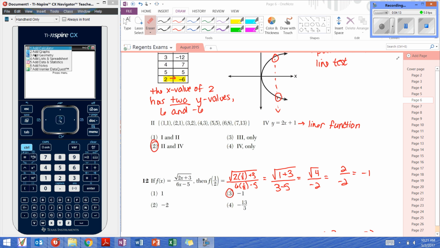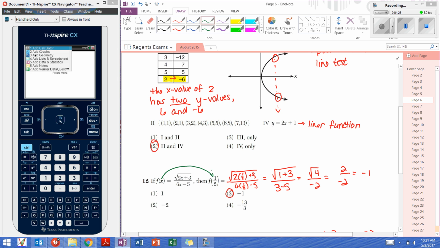Heading down to 12, they just wanted you to evaluate a function when you input 1/2 any time you see an x. Remember, anytime you see something inside the parentheses, you're just putting that in. That's your input. That's your x value. If they had said f of x equals 5, then you would have set the whole thing equal to 5. So they're very different. Just keep that in mind. I just went through and did the math here.